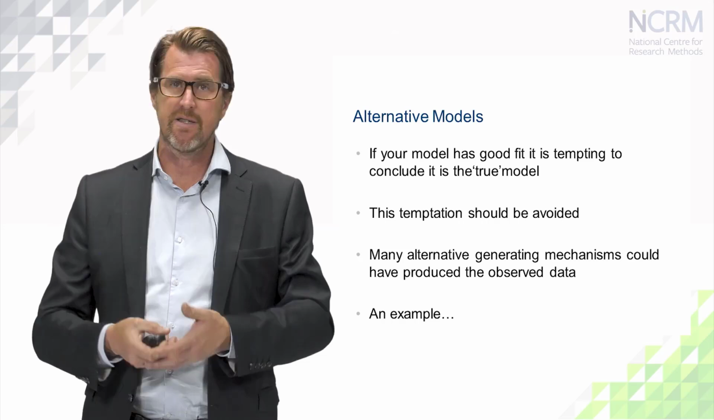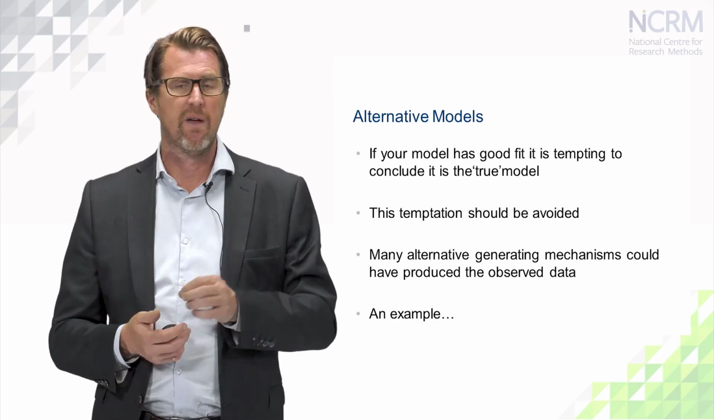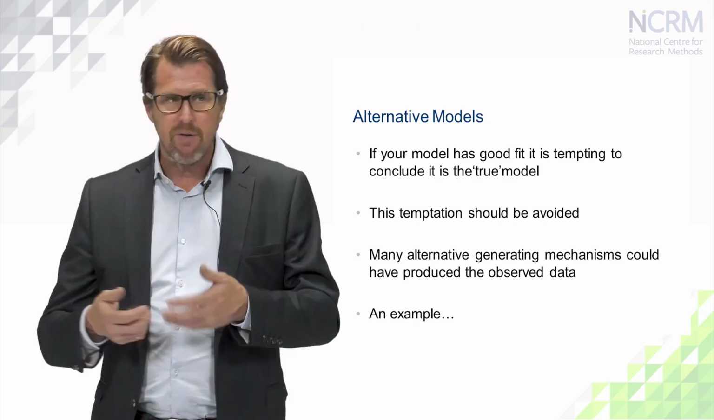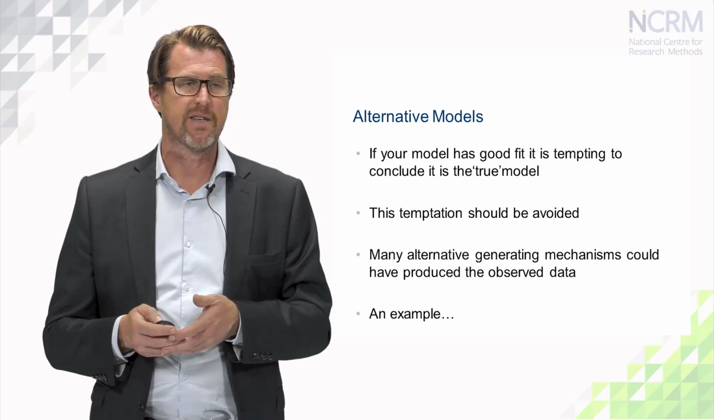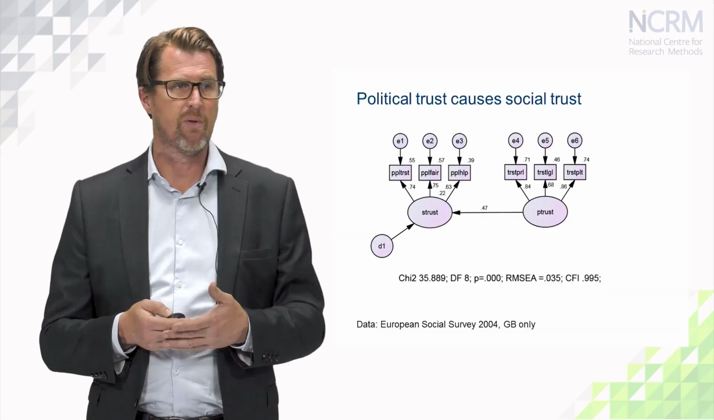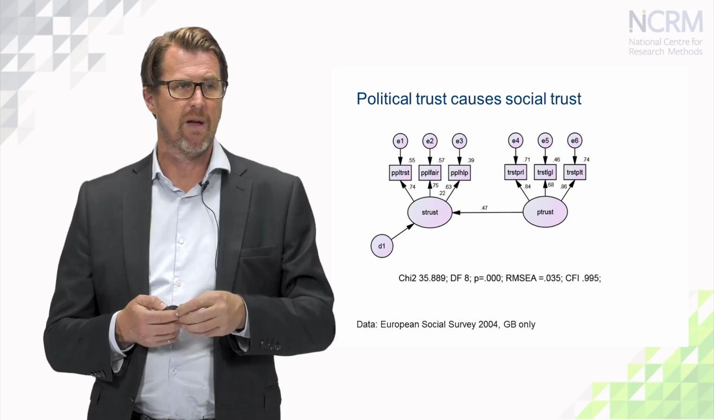But we need to be very careful about avoiding the temptation to make that strong conclusion. That's because with this kind of model, with observational data, there are many different potential generating mechanisms that could have produced the data and could give you equally good or perhaps even better fit. Now here's a very simple way of demonstrating that point. Here we have a simple bivariate regression of one latent variable measuring social trust on a latent variable measuring political trust. And this is using data from the European Social Survey.